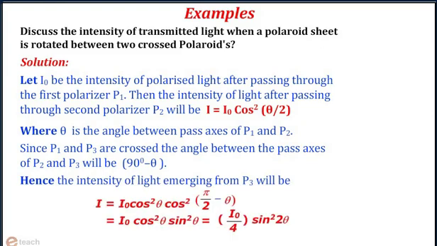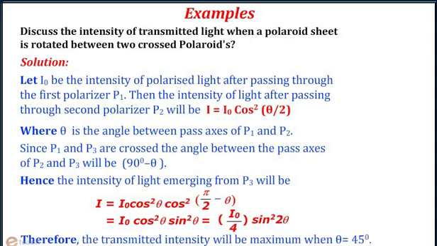Hence, the intensity of light emerging from P3 will be I equals I naught cos square theta cos square (pi by 2 minus theta), which equals I naught cos square theta sin square theta, which equals I naught by 4 into sin square 2 theta. Therefore, the transmitted intensity will be maximum when theta equals 45 degrees, or theta equals pi by 4.